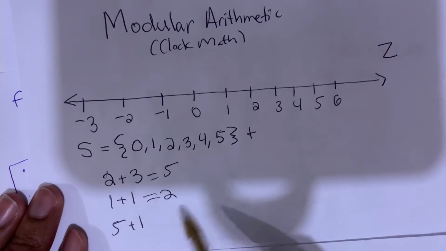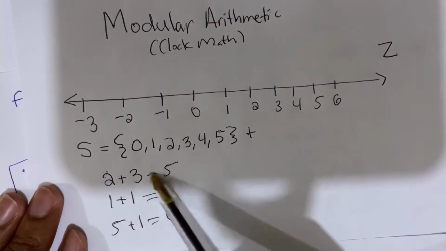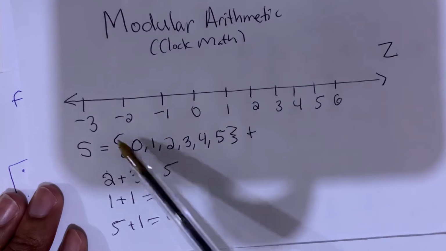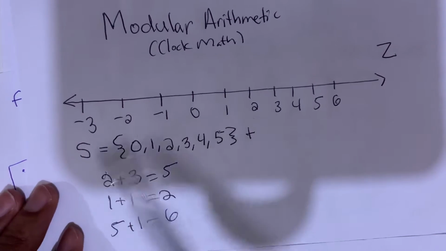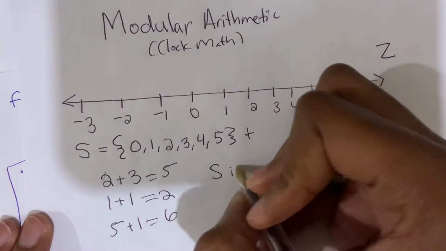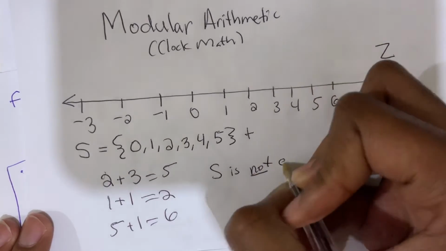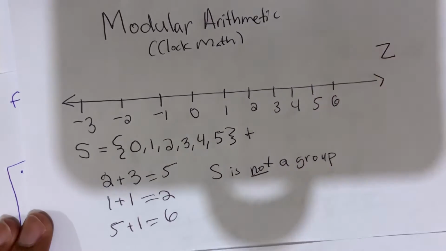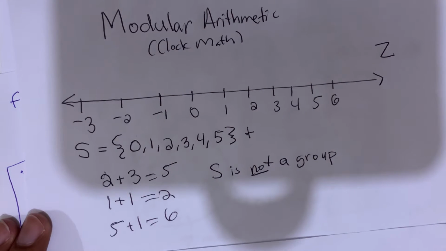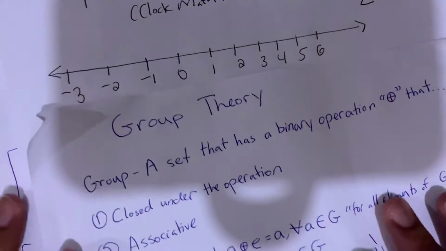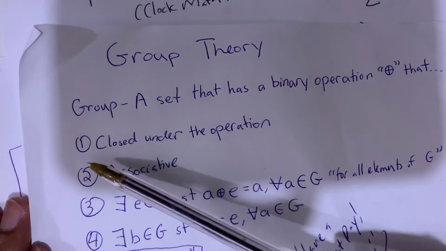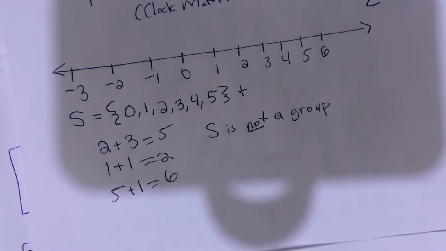But 5 plus 1 is 6, right? And 6 is not in the set. 6 is in the set of integers, but 6 is not in the set that we are considering, S. This means that S is not a group. It's a set, of course. It's a collection of elements, but S is not a group since it isn't closed under addition. We could also check if it satisfies the other properties, but just knowing that one is invalidated means that S cannot be a group, unfortunately.